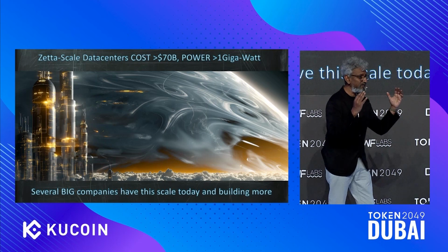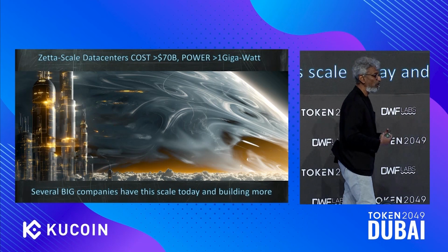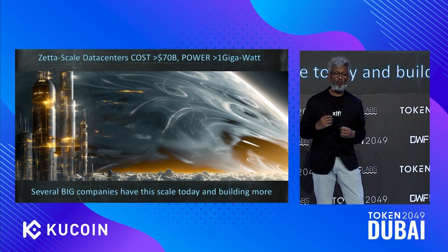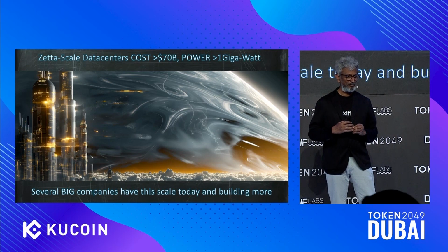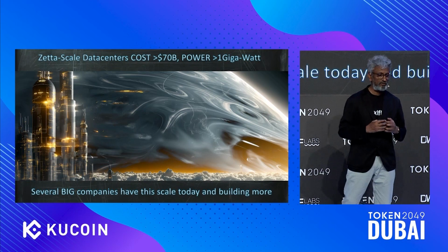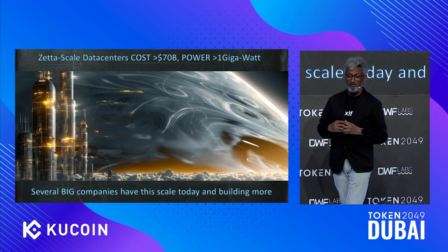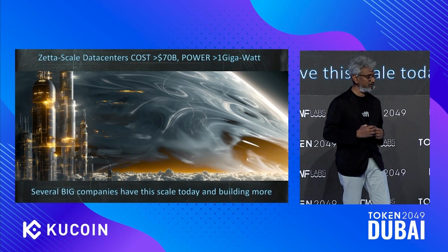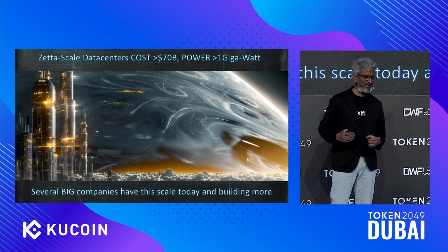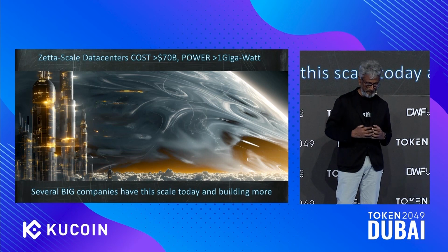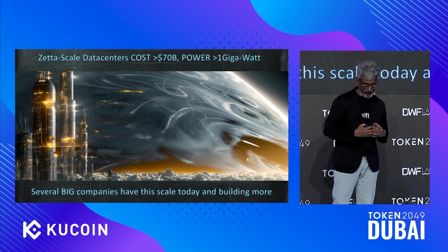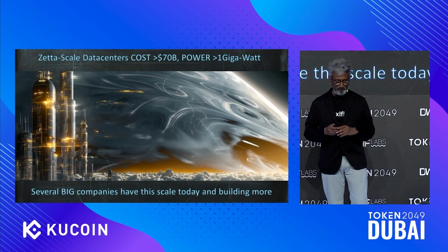One zettascale data center costs you over $70 billion, and over a gigawatt of power. Now, if you look at NVIDIA revenues every quarter, they are shipping zettascale compute every 2 quarters. Every 6 months, they're shipping like $70 billion worth of compute. And several big companies, like I said, have this scale today and are building more.